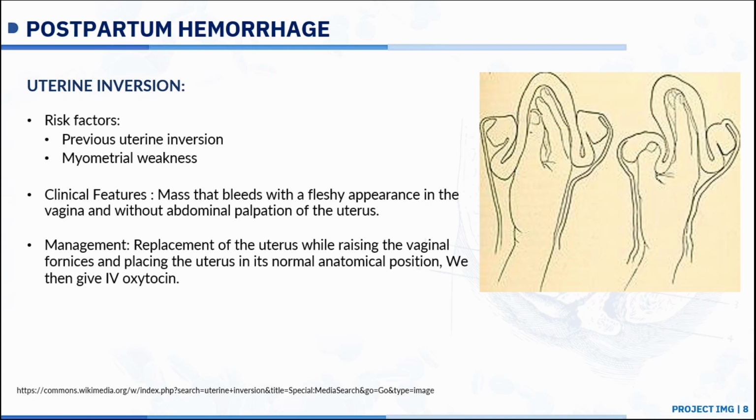Uterine inversion. Risk factors: previous uterine inversion and myometrial weakness. Clinical features: a mass, fleshy in appearance, in the vagina and no abdominal palpation of the uterus. Management: replacement of the uterus while relaxing the vaginal fornices, placing the uterus in its normal anatomical position. We then give intravenous oxytocin.